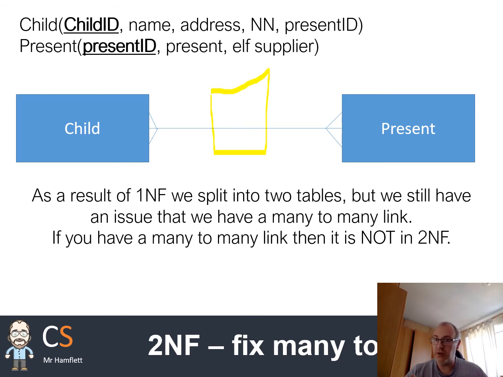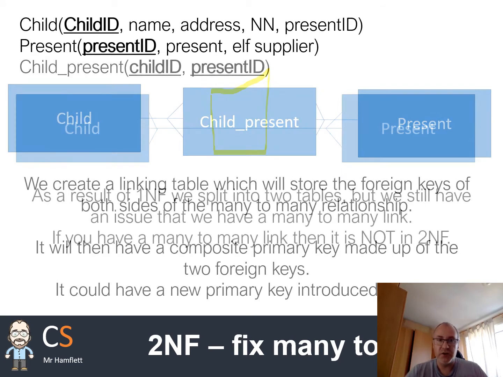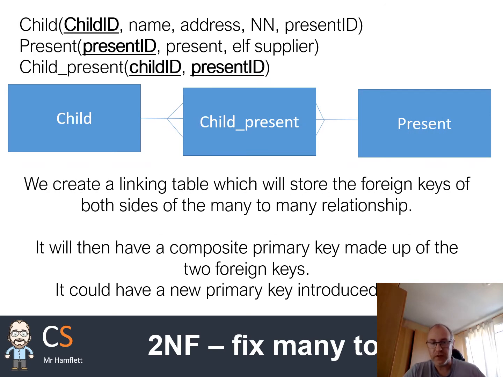Okay. And then we're going to link them together. So let's see that in action. We create a linking table, and that linking table essentially stores the foreign key. So it's effectively describing the relationship between those two tables. Okay, it's describing that many-to-many link. So a child can have many presents, and a present can have many children. So we represent that with a brand new table which contains the two foreign keys.